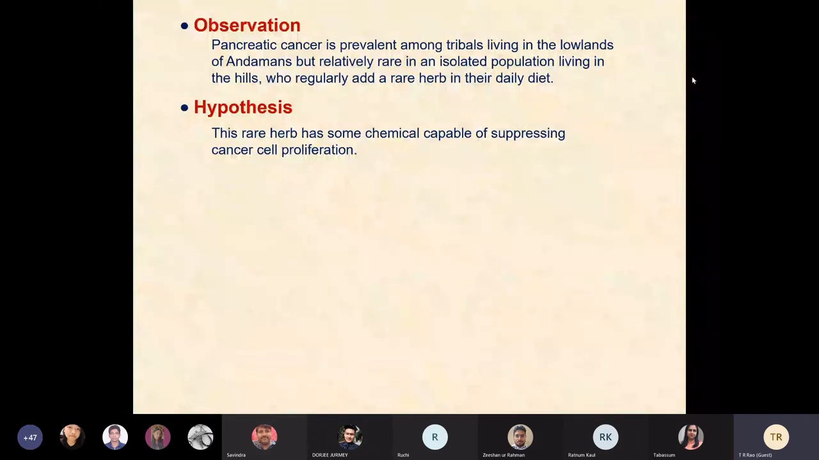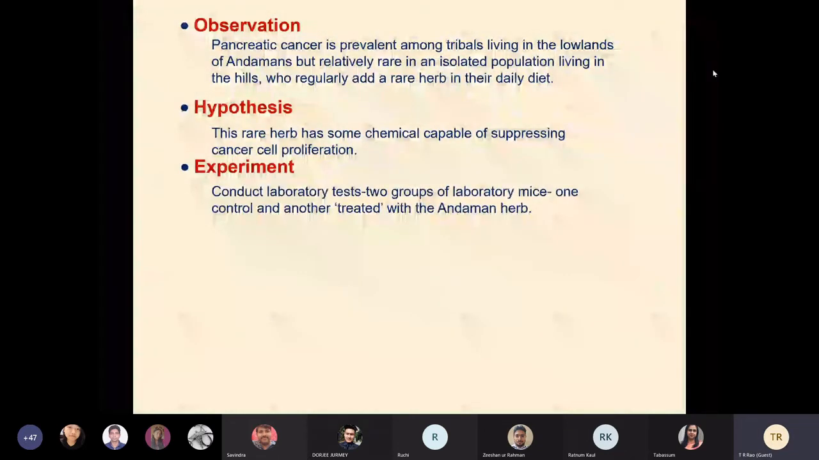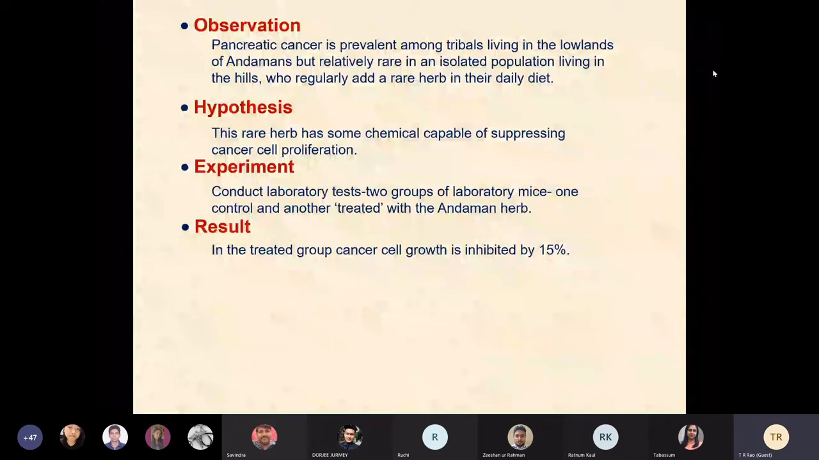As a good scientist, you say, oh, that is a testable hypothesis. Let us see. You can conduct an experiment, probably on laboratory mice. One control group doesn't receive this herbal thing, and the other receives the Andaman herb, and you look at the cancer cells. Now, this is an important thing. You find the treated group, that is the one that has received the Andaman herb in the diet, the cell growth was inhibited by 15%.